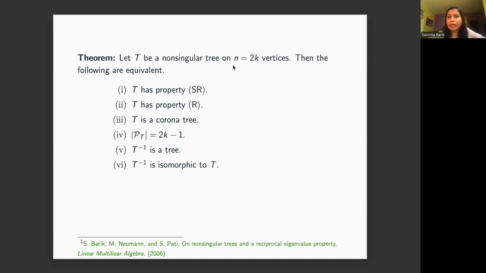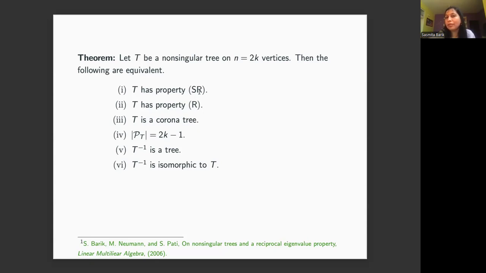So if you are considering a tree which is non-singular, then all these conditions are equivalent. So if T satisfies the property, then we already proved that T must be a corona. But also in that case, if T is a corona, then T will satisfy property R, that also we had proved. But if T is satisfying property R, then T must also be a corona. So in the tree case, these two properties, the strong reciprocal eigenvalue property and the reciprocal eigenvalue property, are equivalent. So if the tree satisfies property R, it must satisfy property SR.